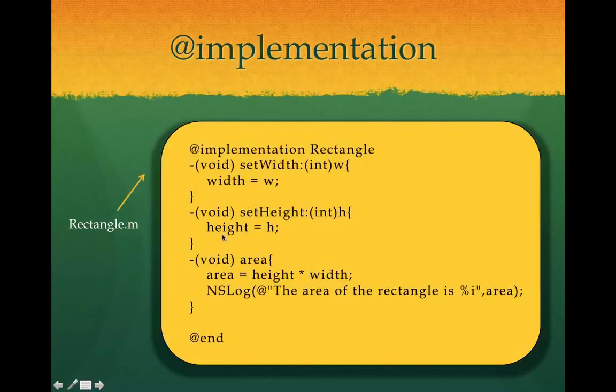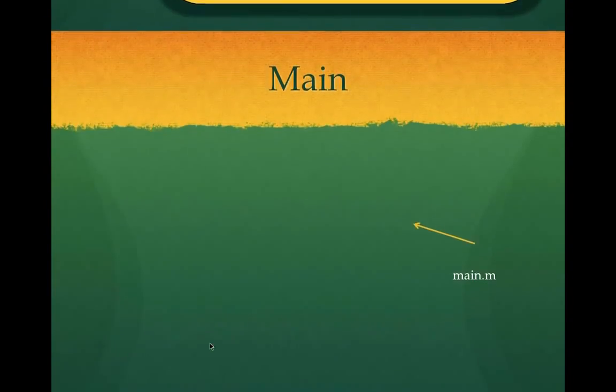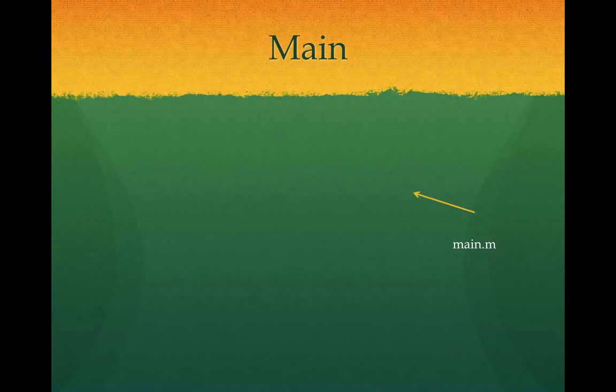The same applies here, and the same applies to the area. As you can see, area equals height times width, and I'm telling it to print. The NSLog is the printing method. The area of this rectangle is %i, area. Okay, and then I end it with @end. So now I have a .h and .m file for Rectangle. I now have a Rectangle class, a predefined or defined Rectangle class.